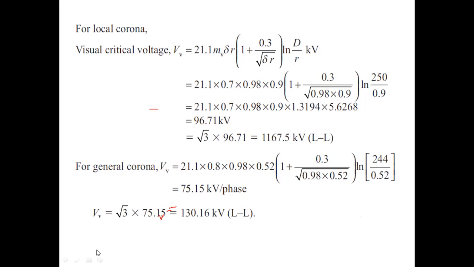In the next lecture we will find out the power loss due to the corona. Up till now we have studied that there is a power loss, but what is actually the value in watts for the power loss due to corona? So we will study it in the next class. Okay, so thank you for the moment.